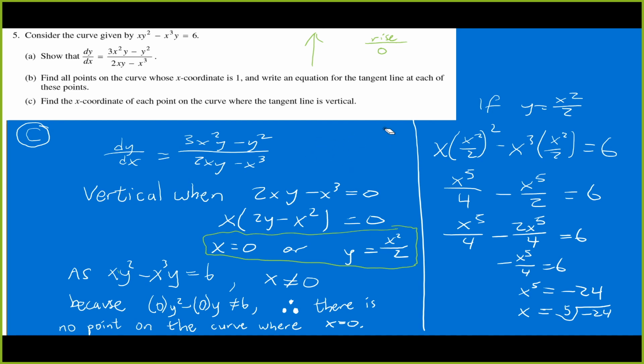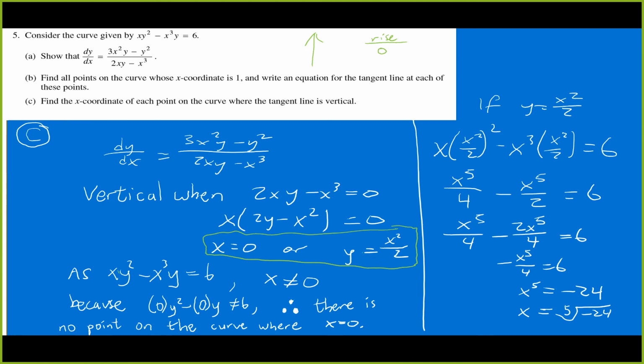Alright, so I'm going to take the slope, set the denominator equal to 0, and solve for x. If I do, I've got an x in both terms that I can factor out, so I've got x times (2y minus x squared). That means x could be equal to 0, or 2y minus x squared could be equal to 0. If 2y minus x squared is 0, I can move the x squared to the opposite side and divide by 2 to get y equals x squared over 2.